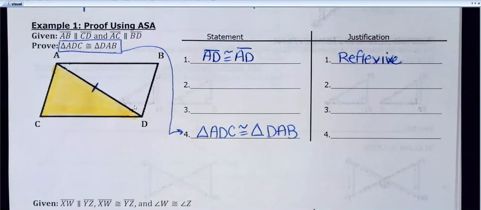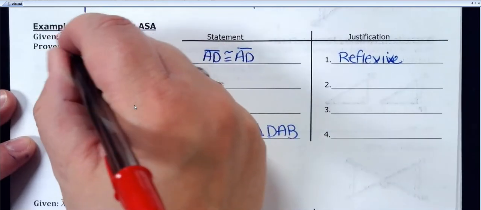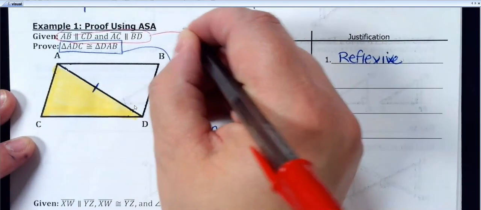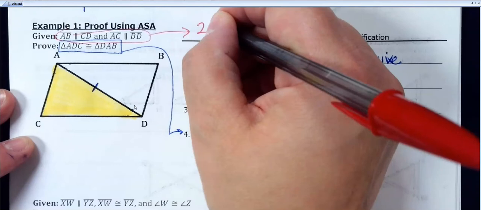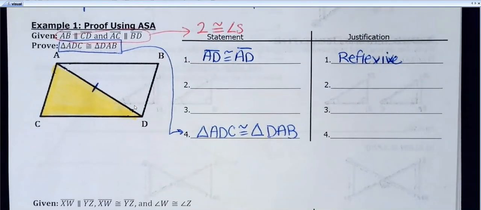Okay, so I've got a set of sides. Other than that, I don't have any vertical angles or anything like that here. So what I've got to use is the given information, which is parallel lines. If they tell you you have parallel lines, you should get 2 congruent angles from parallel lines being your given information. Somewhere in that diagram, I have 2 parallel lines. That'll give me 2 congruent angles.